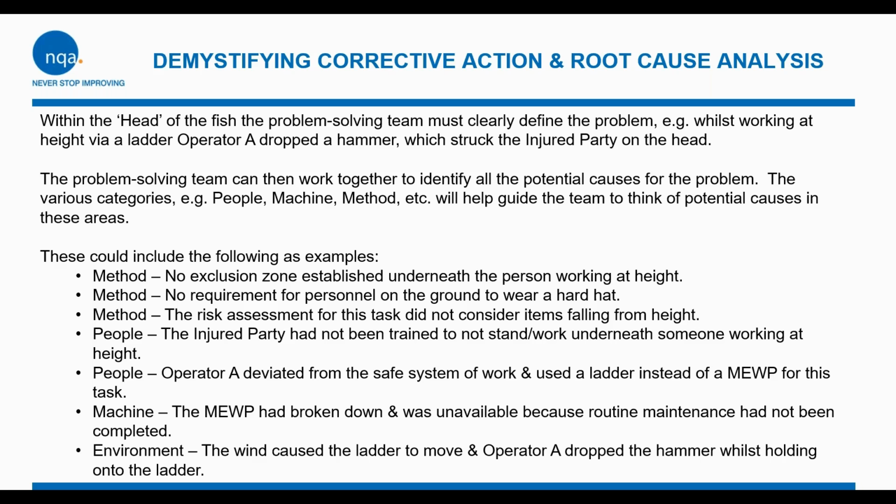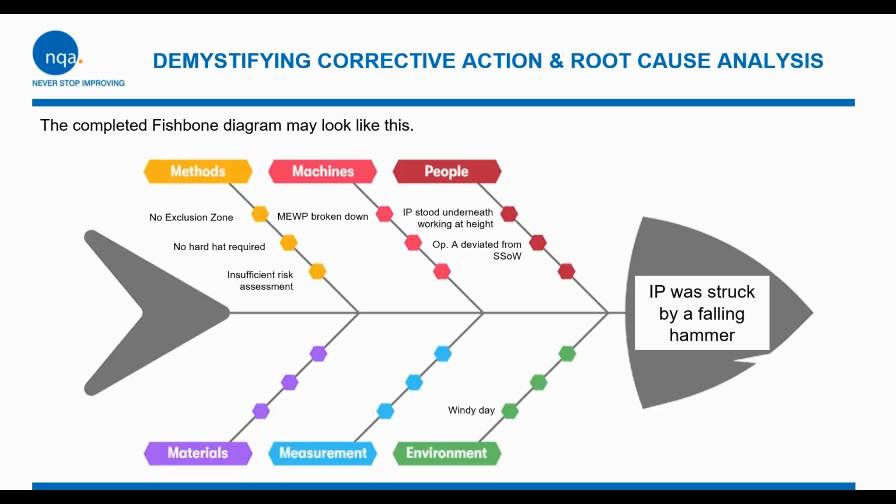Under people, the injured party had not been trained not to stand or work underneath someone working at height. Operator A had deviated from the safe system of work and used a ladder instead of a MOOP. The MOOP that he should be using had broken down and was unavailable because routine maintenance had not been completed. And at the time of the incident, it was a windy day, so the environment contributed something to the incident. So the completed diagram could look something like this. This is just an example.